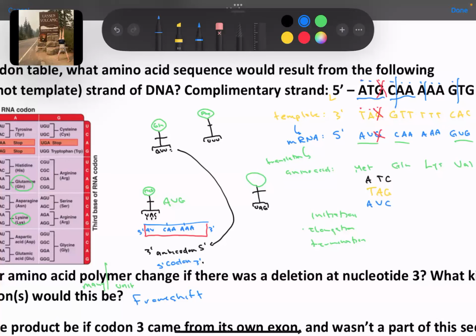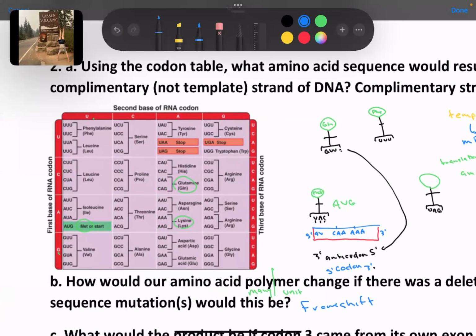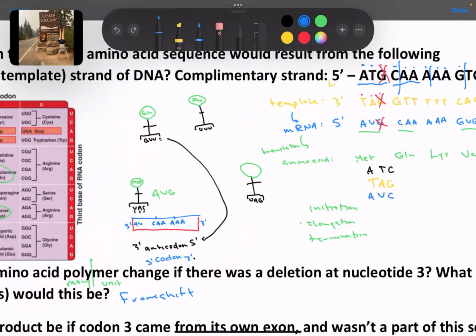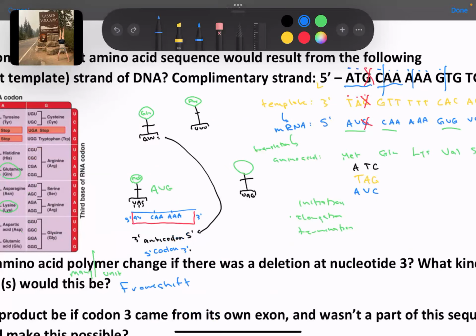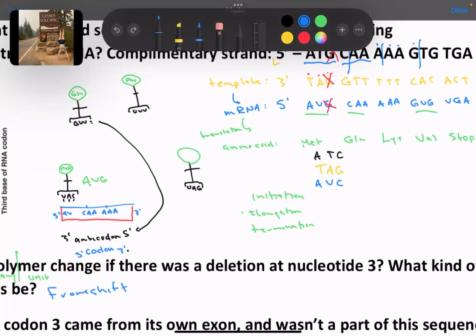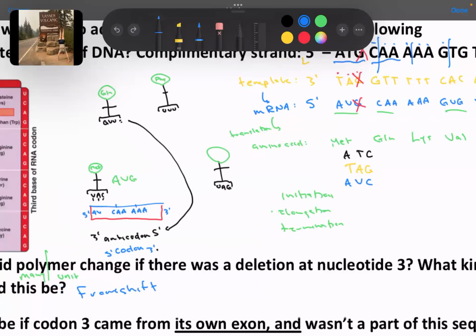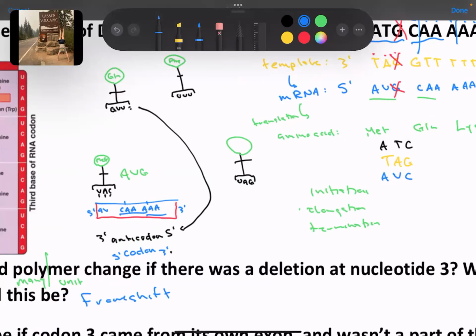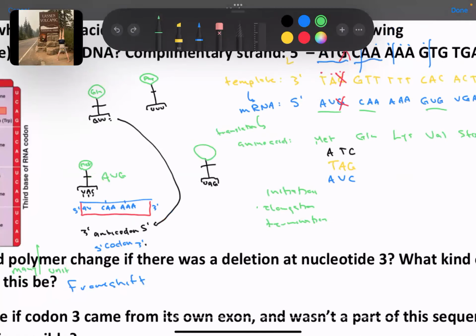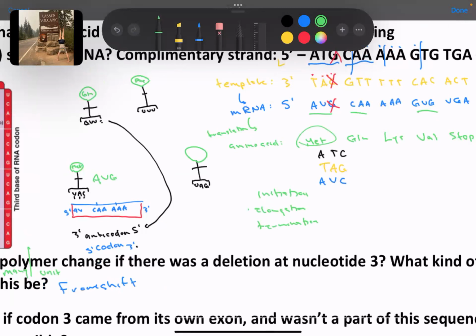And if we have an AUC here, what is that going to code for? It's going to code for isoleucine. And that is not a proper start codon. So without that original start codon, we're not going to have anywhere to start. So we're not even going to translate the rest of this sequence because we don't have that original start codon. So we're going to have no amino acid sequence. That's a 0, not the circles I've been drawing.